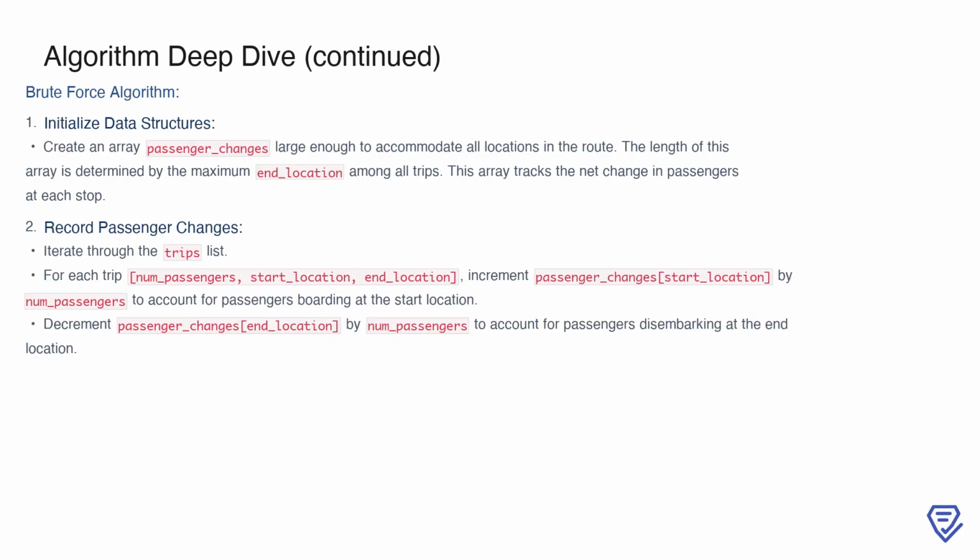The brute force approach begins by initializing the necessary data structures. Specifically, we create an array called passenger_changes to track the net change in passengers at each location along the route. The size of this array is determined by the maximum endpoint among all trips, ensuring it covers all possible locations. After setting up the array, we iterate through the list of trips. For each trip, we update the passenger_changes array by incrementing the value at the start location to account for passengers boarding, and decrementing the value at the end location to reflect passengers disembarking. This allows us to capture the cumulative changes in passenger count at every stop.